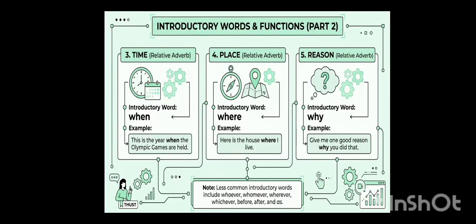For place, we use where. Here is the house where I live. House is a place. For reason, we use why. Give me one good reason why you did that. Reason pairs with why. There are some less common introductory words like whoever, whomever, before, after, and as, but focus on these core 5 for now, okay? And you can learn them in your book, Modern.